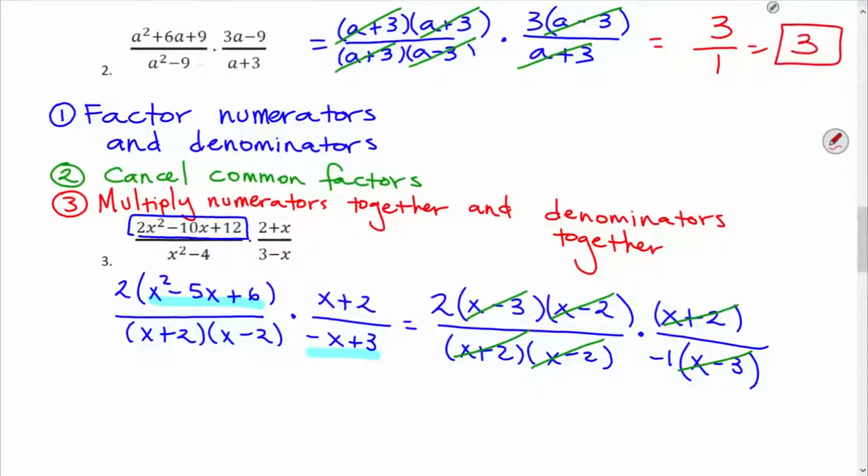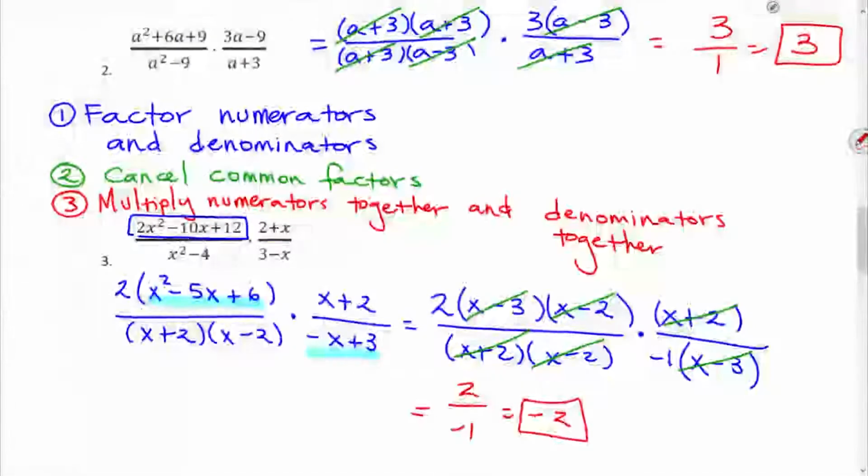All right, so I will multiply the numerators together. So on top I have 2 left. On the bottom I have negative 1 left, and 2 divided by negative 1 is negative 2. Okay, again, usually it'll have like a binomial or a rational expression left, but in these two cases I didn't. Okay, but the same process applies. You factor everything, you cancel common factors, and then you multiply numerators and denominators together the same way you do for fractions.